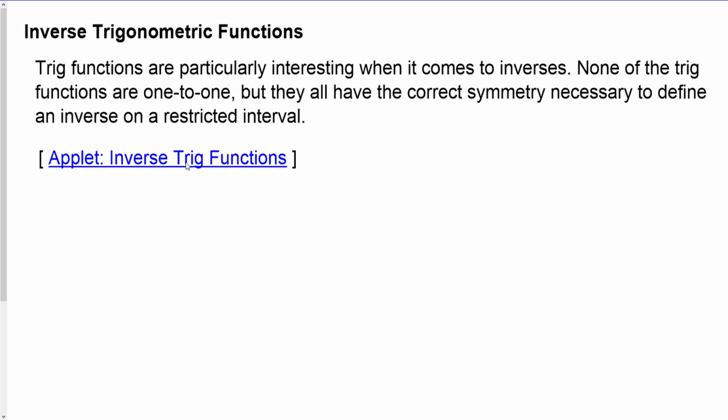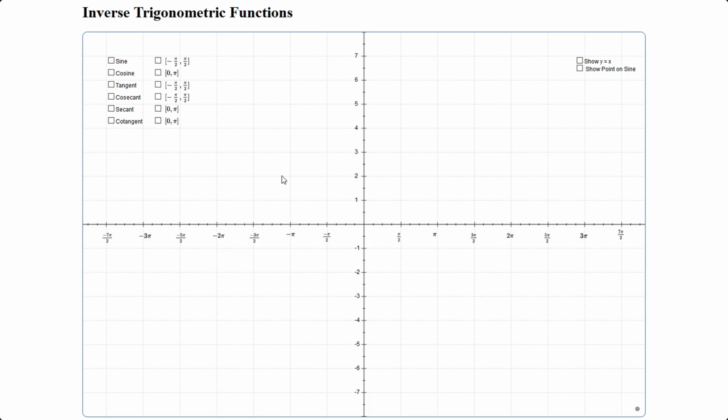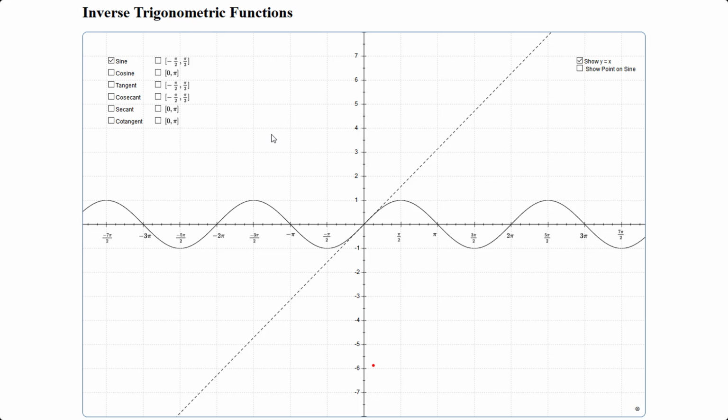inverse trig functions. All right, so in this particular applet, I'm going to start off by graphing the line y equals x. And I'm going to begin with the function sine. Now, certainly this graph of sine does not pass the vertical line test. Because if I draw a vertical line, I hit a whole lot of points here. In fact, because sine's domain is from negative infinity to positive infinity, I actually hit an infinite number of points. So it is definitely not one-to-one.